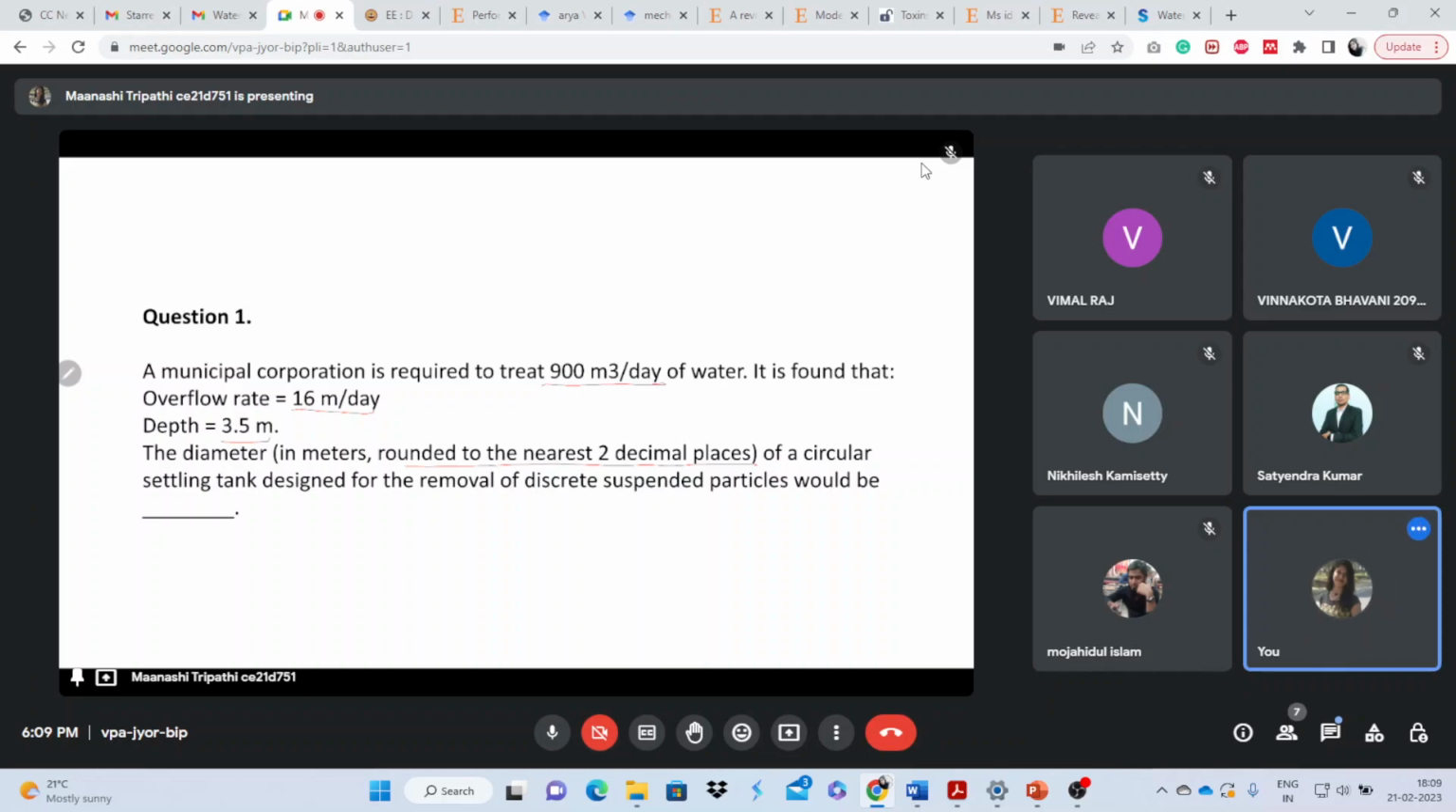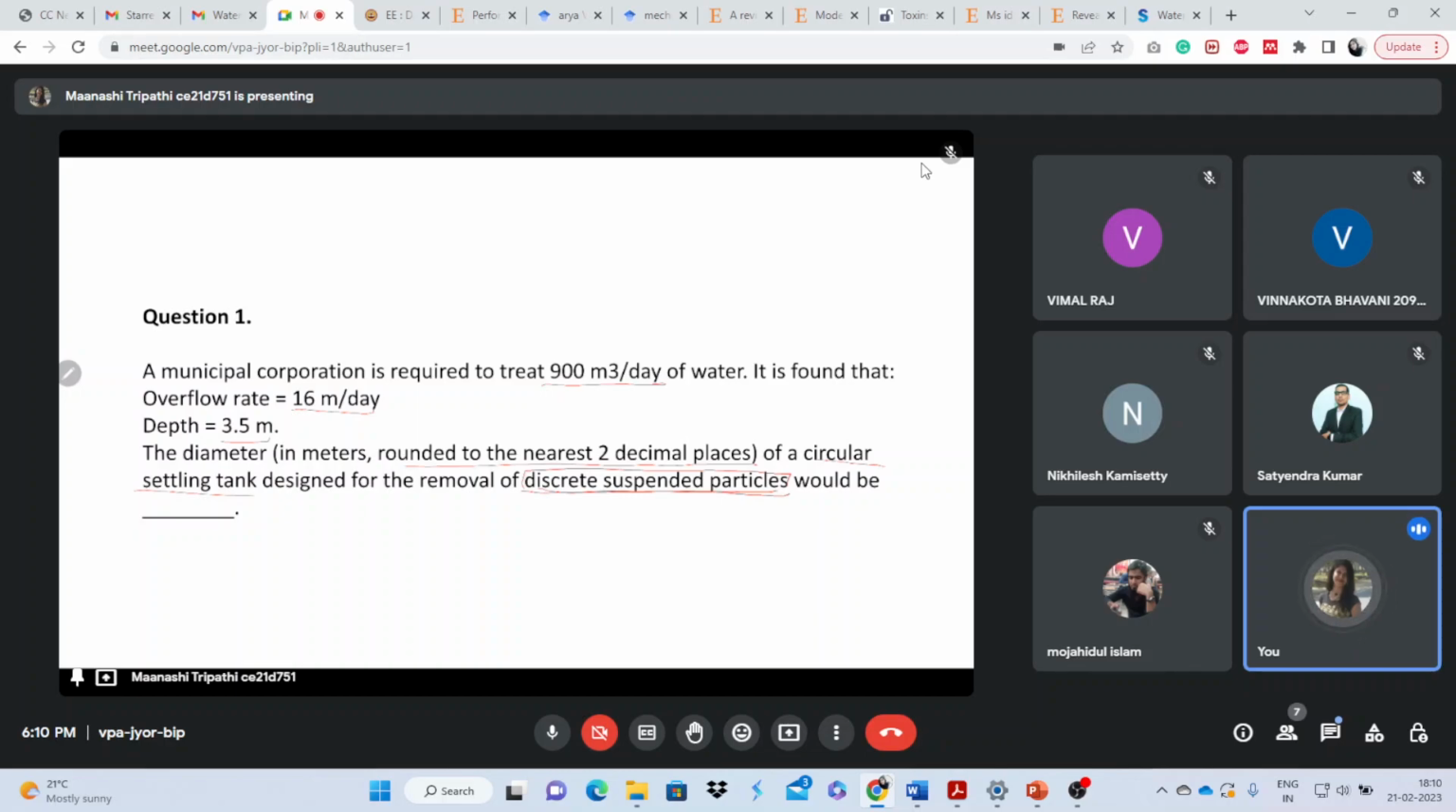From now onwards, the questions we solve here will be similar to what you are going to get in your assignments as well as the examinations. Here we are supposed to design a circular settling tank for the removal of discrete suspended particles. This is a numerical question, but let's try to find out as much information as possible. You can solve the question also, and just answer this one interesting question in the chat box.